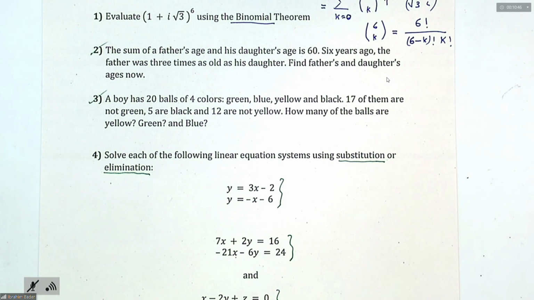First of all, you assume that the father's age now is x and the daughter's is y. Then the first equation: x plus y is equal to 60. Then the equation for 6 years ago, the relationship is described there. Think about it, construct the equation and solve for the two variables, and then go back to the equations and substitute to verify. It's just like a puzzle, you know.